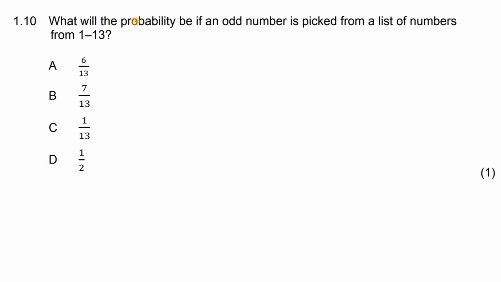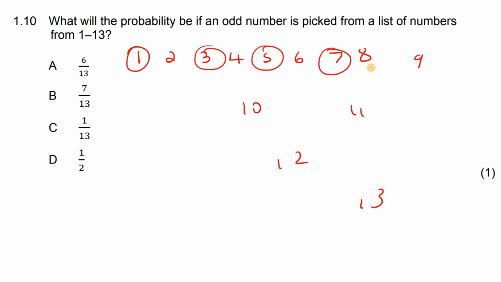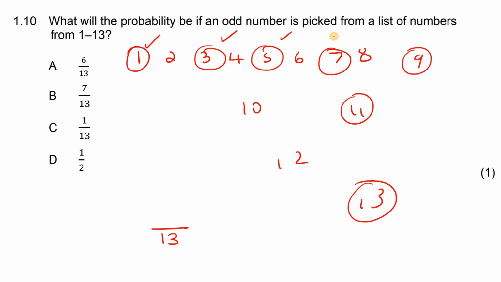This question says, what will the probability be if an odd number is picked from a list of numbers from 1 to 13? Okay, so you've got the numbers 1 to 13 scattered out in front of you. And it says, what is the probability that you pick an odd number? So the odd numbers would be this one, this one, this one, this one, this one, this one, and this one. So out of 13 numbers, how many is that? 1, 2, 3, 4, 5, 6, 7. So there's a 7 out of 13 chance that if someone told you to pick a number, you would pick an odd number.